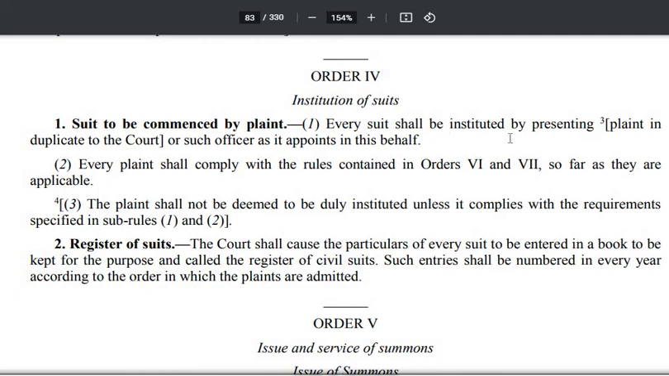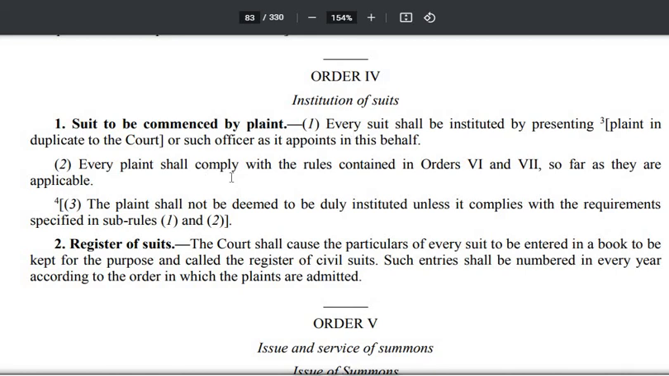Every suit shall be instituted by presenting plaint in duplicate to the court. So I already told you that the plaint should be filed in 2 original copies. 2 original copies बनाओगे and along with the documents. जितने भी documents आपके support में हैं वो सब आप attach करोगे and you will file it before the court at the filing counter.